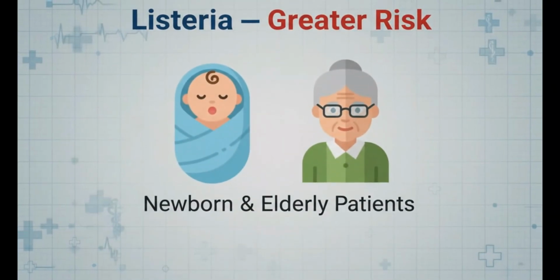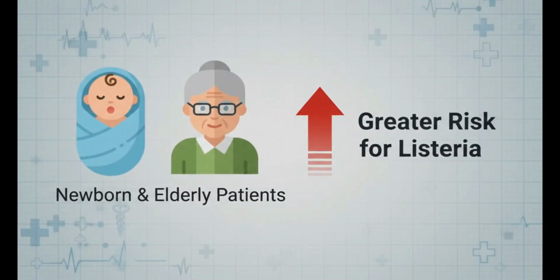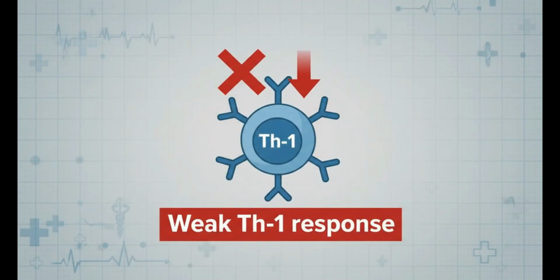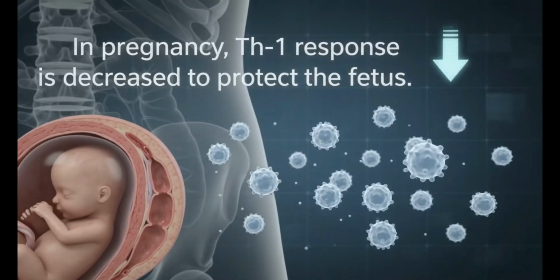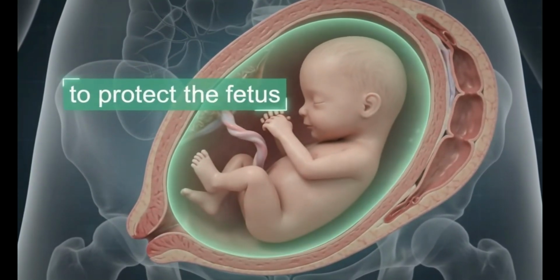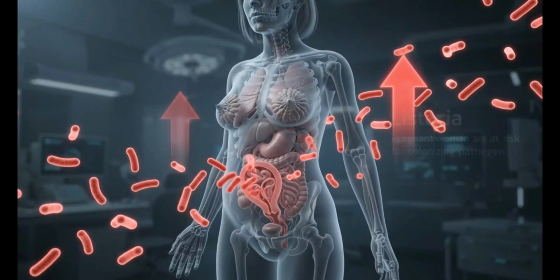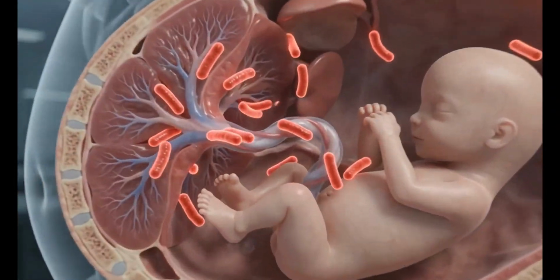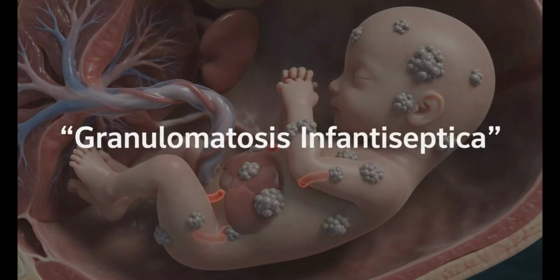But newborn and elderly patients have greater risk for listeria because they have weak Th1 response. In pregnancy, T helper 1 response is decreased to protect the fetus. So pregnant women are at greater risk for listeria and can pass listeria to fetus. This condition is called granulomatosis infantiseptica.